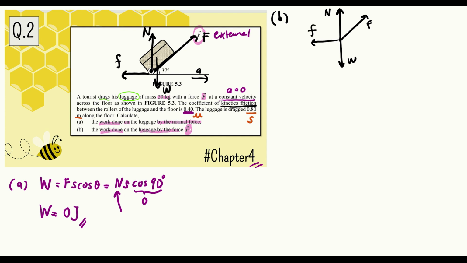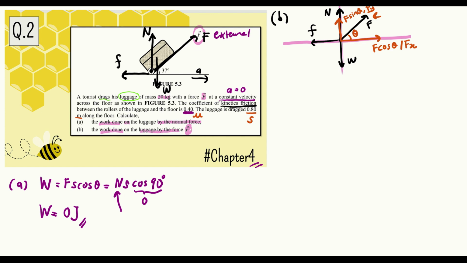From here, we know that this is our x-axis and this is our y-axis. We have the external force that needs to be resolved. So here we have F cos theta, or Fx, and here we have F sine theta, where our angle is here. So this is our Fy.